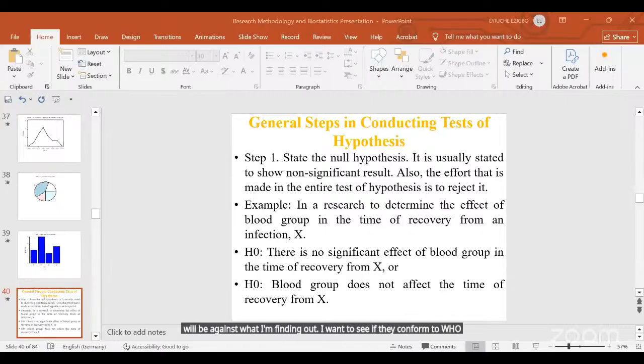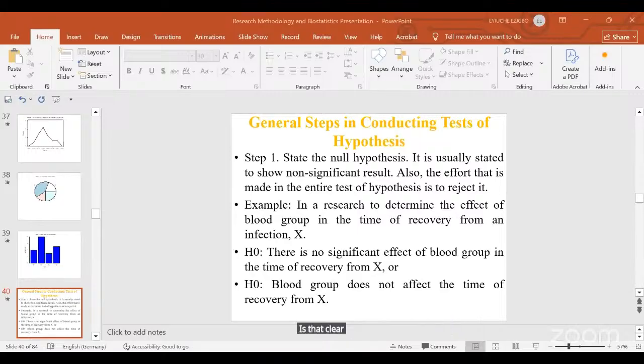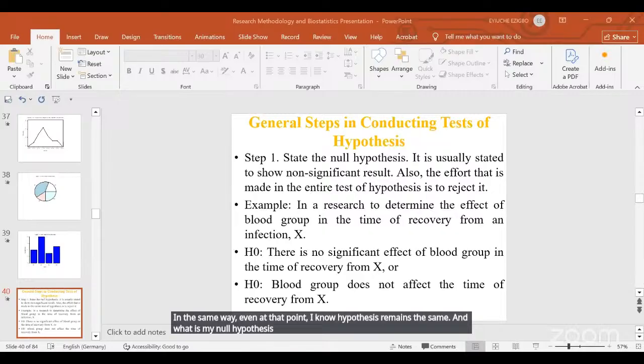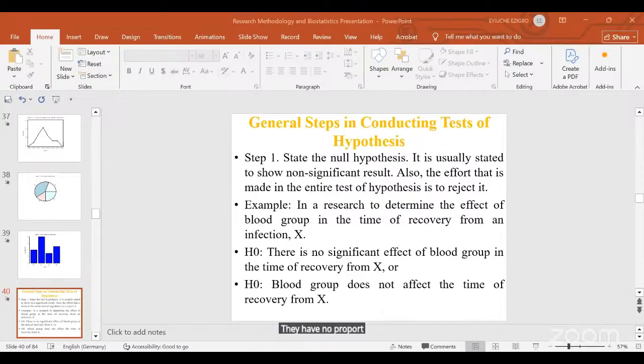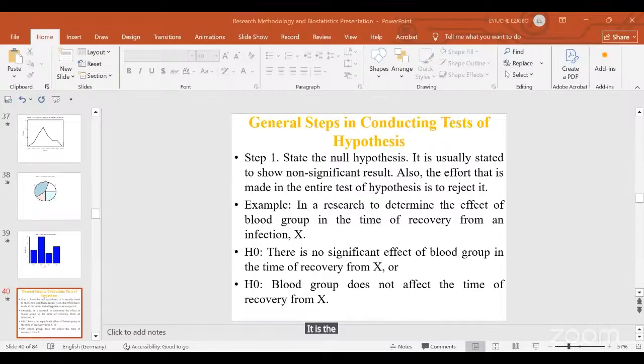And the WHO standard is that they are not equal. Is that clear? In the same way, even at that point, my null hypothesis remains the same. And what is my null hypothesis? They have equal proportion, while the alternative is what? They are not equal. So in this case, it is the alternative that supports what? The claim. Do you understand?